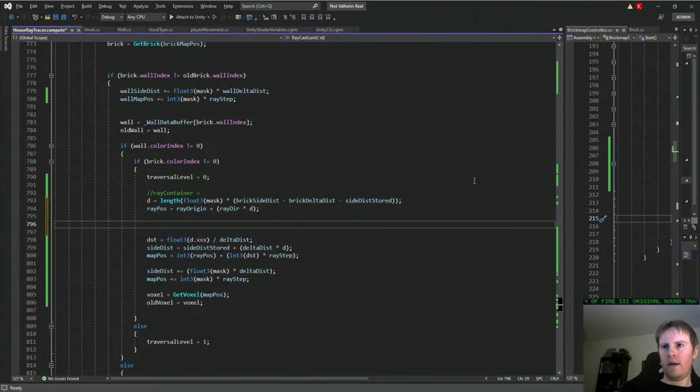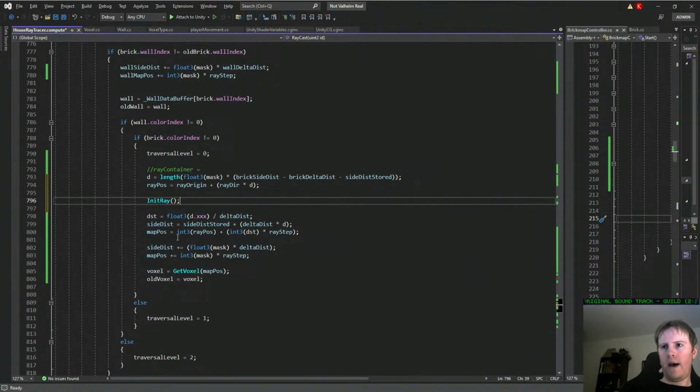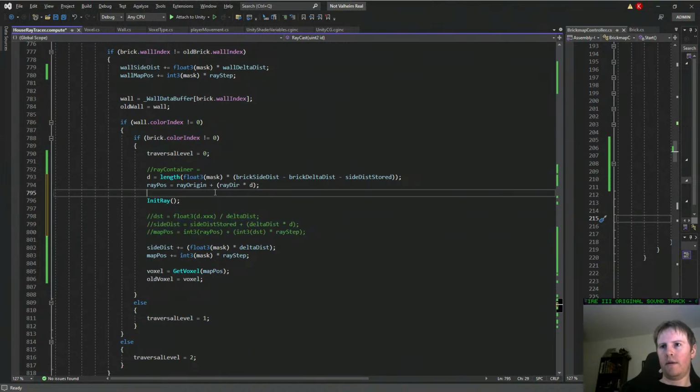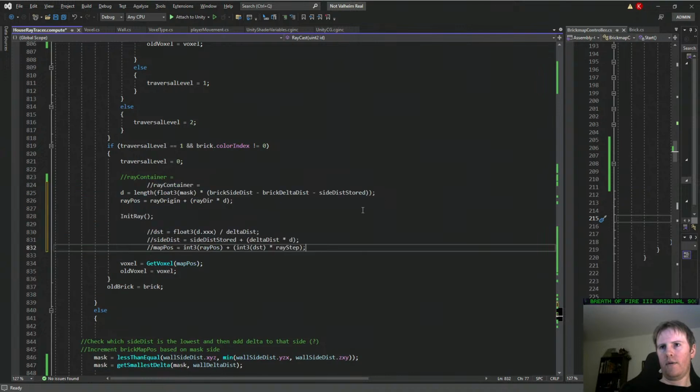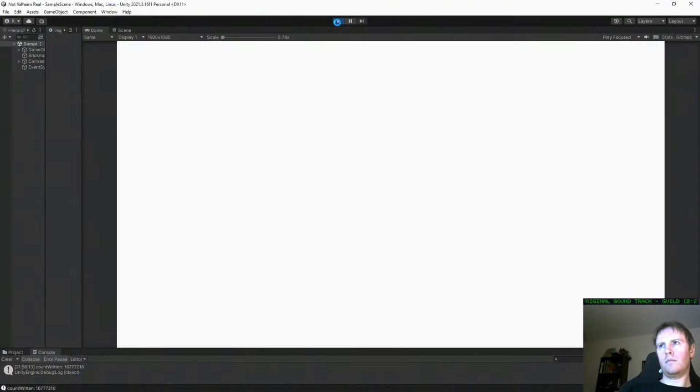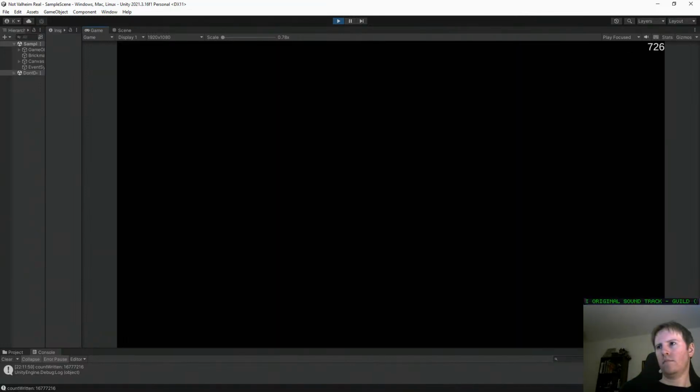And then we do init array, and then we just do that. I don't know if that's enough, but let's give it a go. That doesn't work at all. Cool.